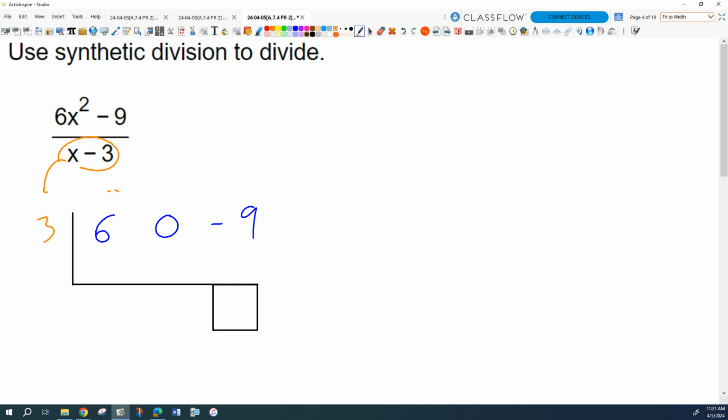Okay, so then do the process. What's first in the process? We got to drop the 6 down. Okay, 6, then multiply it. 6 times 3, so 18. And then put 18 at the bottom.